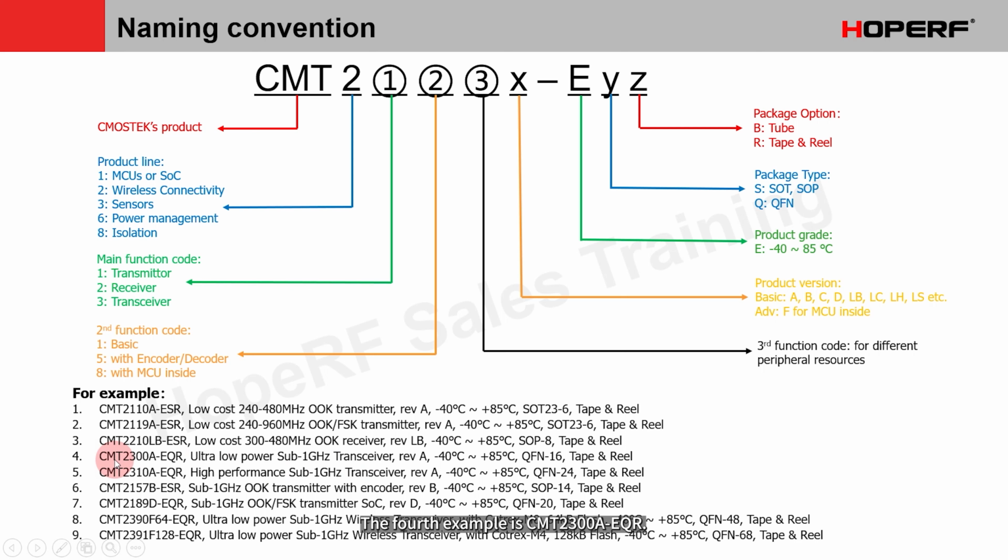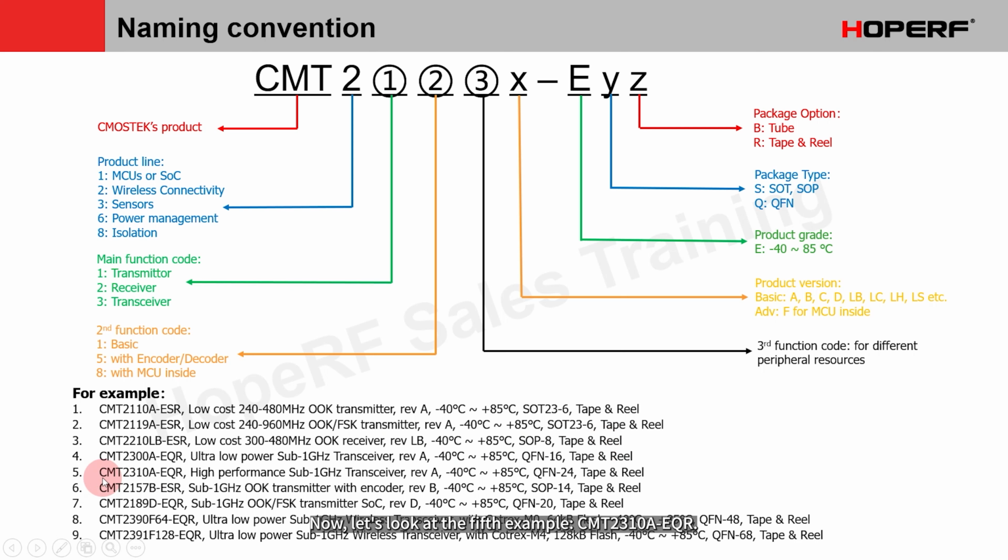The fourth example is CMT2300A EQR. Its second digit is 3. The following 2 digits are both 0. Obviously, it is a basic transceiver. According to the datasheet description, it is an ultra-low power sub-1G transceiver. The version is A. It is an industrial specification product, with a temperature range of -40 degrees Celsius to +85 degrees Celsius. The packaging letter is Q, representing QFN 16. The packaging is also tape and reel.